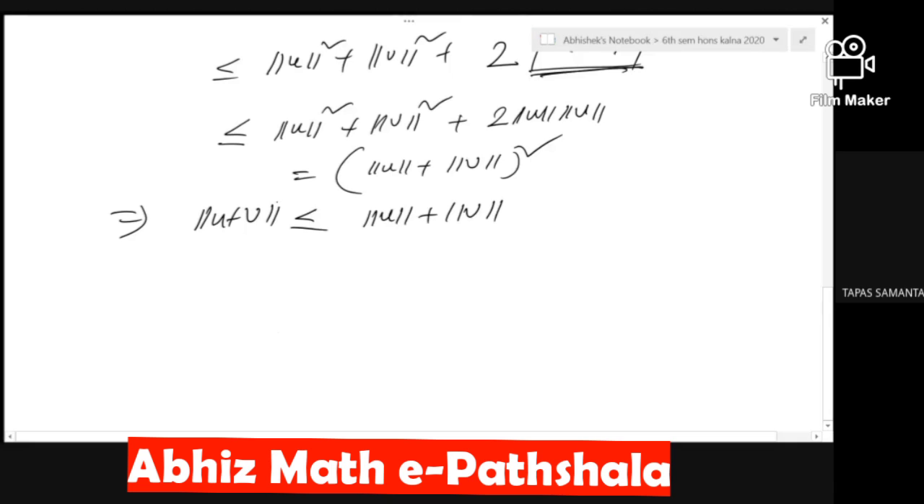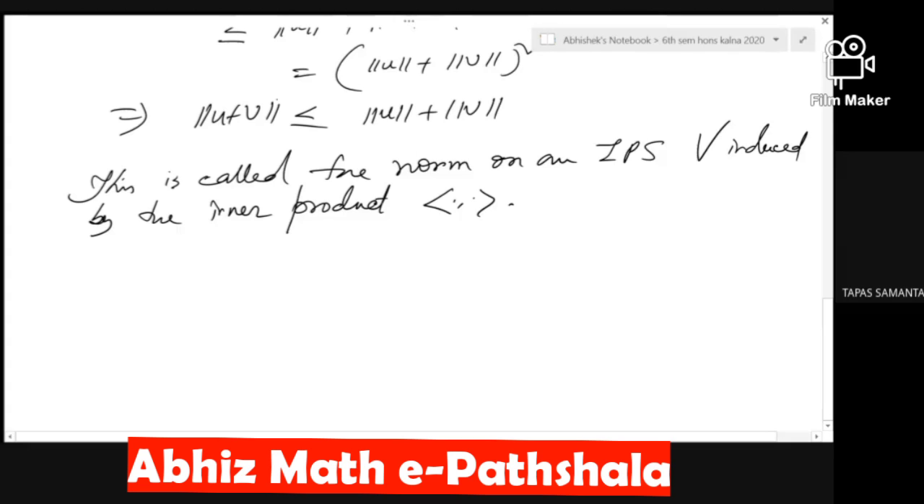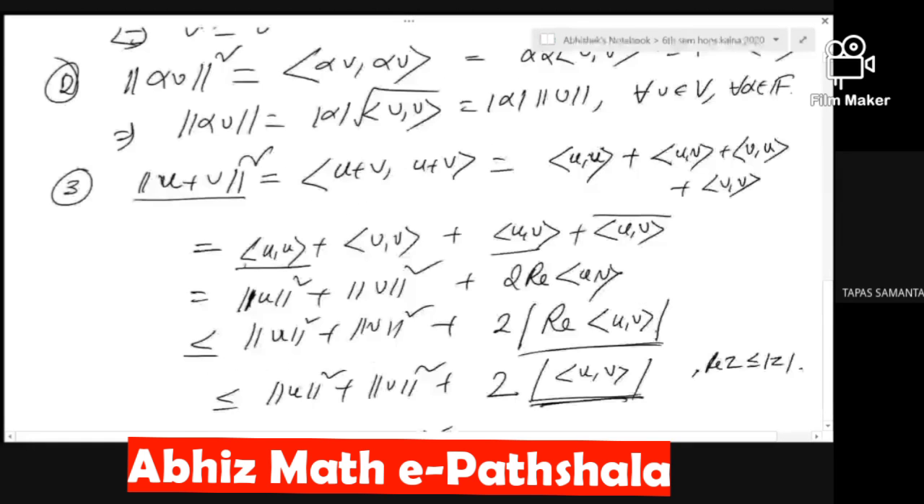This norm is called the norm on an inner product space V induced by the inner product function. So thus we see that every inner product space will induce a norm, and this norm will have these three properties.